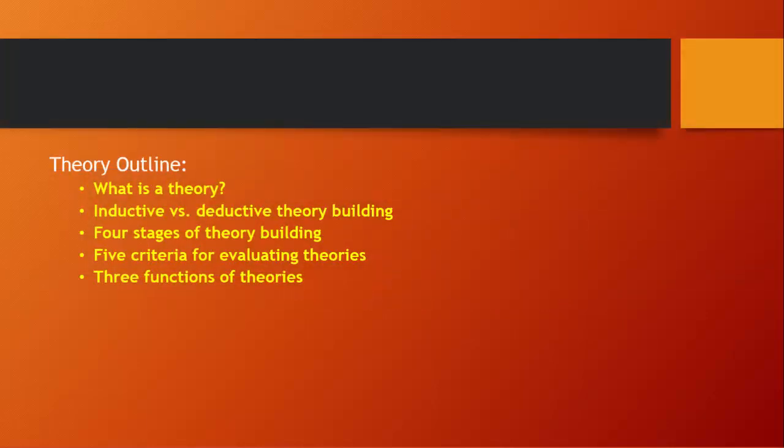We're going to talk about what a theory is. We're going to look at the difference between inductive and deductive theory building. We're going to look at the four stages of theory building, the five criteria for evaluating theories, and the three functions of theories. So let's get started.